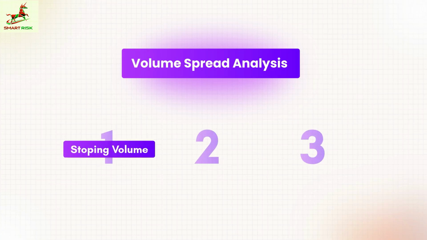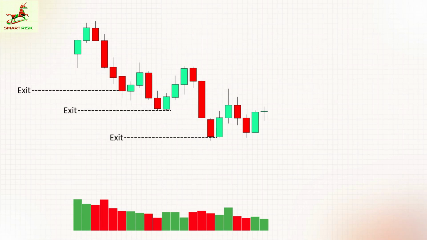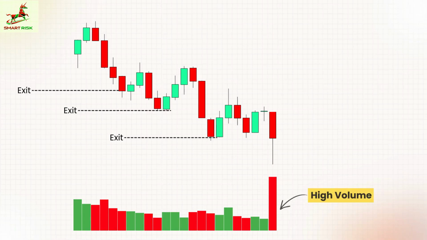Pattern number 1, stopping volume. Imagine the market has been falling non-stop. Red candle after red candle is printed on the chart. There's panic everywhere. Traders are scared out of their minds and rushing to exit their positions. Looking at the chart, it feels like the market is going to keep dropping forever. But then suddenly, a candle appears on the chart. It's bearish, it's noticeably bigger than the ones before it. And, here's the key part, the volume underneath it is massive, way higher than anything you've seen recently.